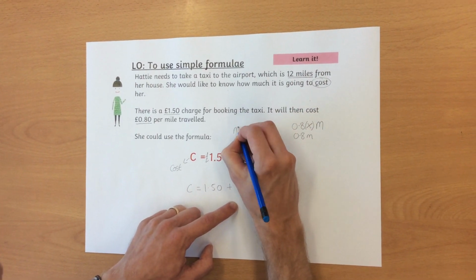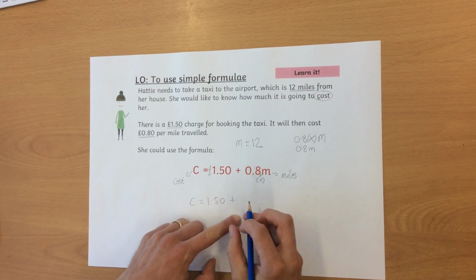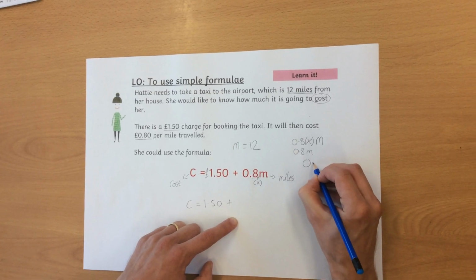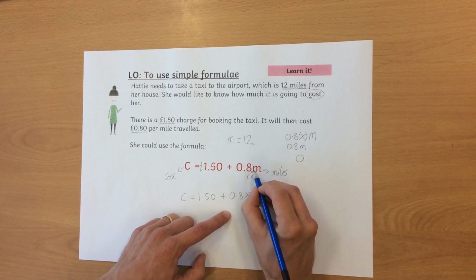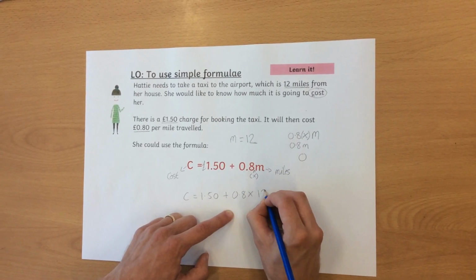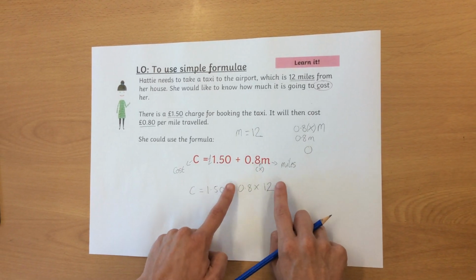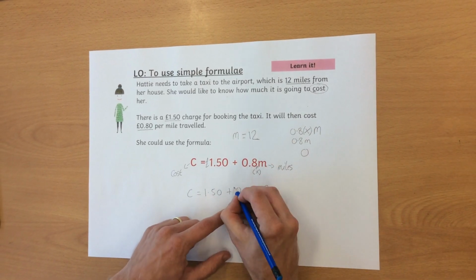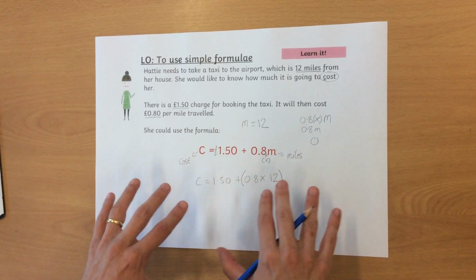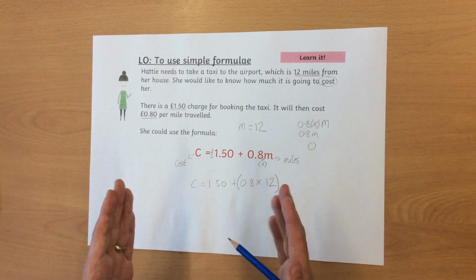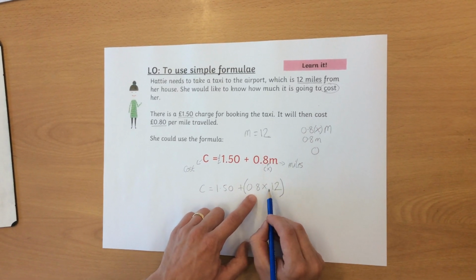So on here, I might just write a little note for myself. M equals 12. I could write it actually, it will work. 0.8 multiplied, not m, but 12 this time. 0.8 multiplied by 12. Now, because I've got a few different operations here, and this is just one part of the formula, I'm actually going to put some brackets around there, because that's going to help me a lot. Now I've removed all of my letters and they've been substituted with digits, I can now have a go at solving this calculation. C equals 1.50 plus 0.8 multiplied by 12.